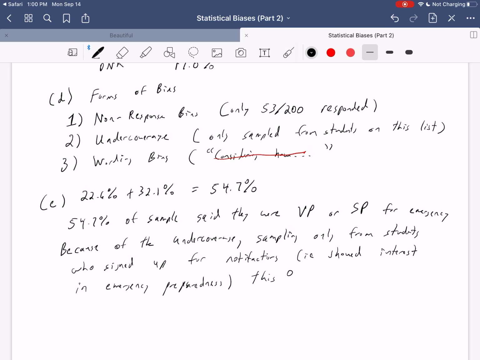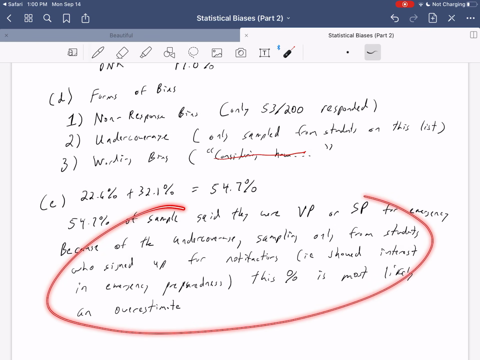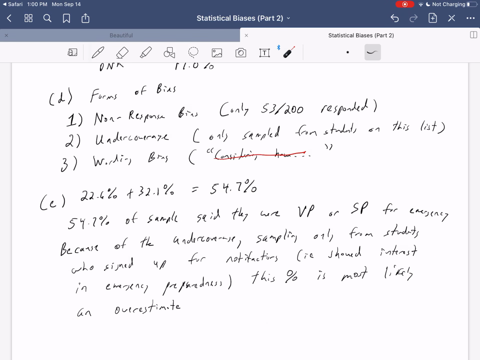This percentage is most likely an overestimate. Our logic here is that these people that we sampled from are probably more likely to be prepared for emergencies. They've taken the time to sign up for this notification list, which means they're thinking about it, which means they're probably the type of people who are more prepared.